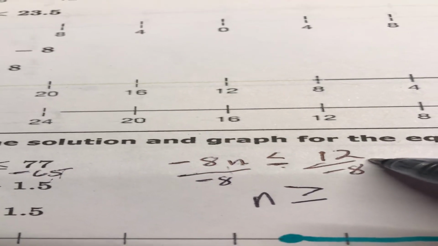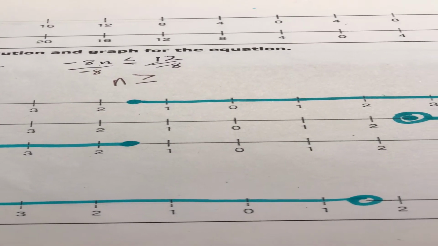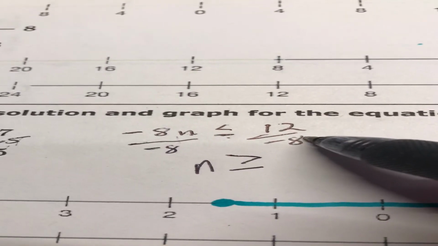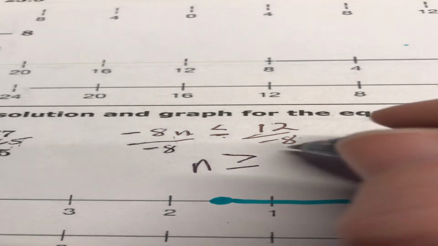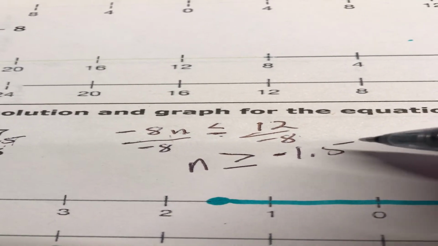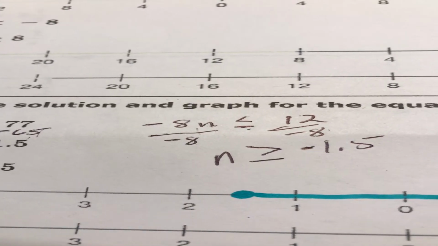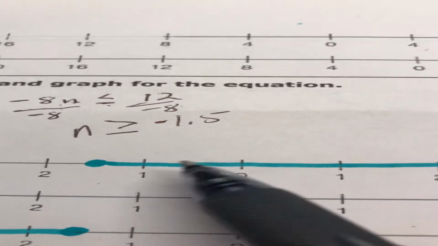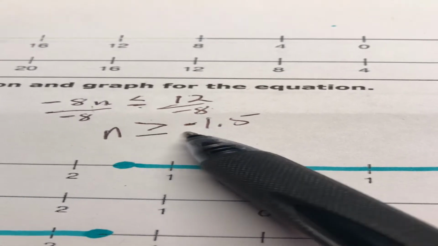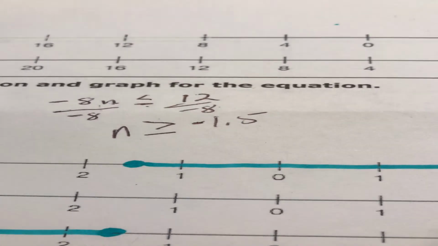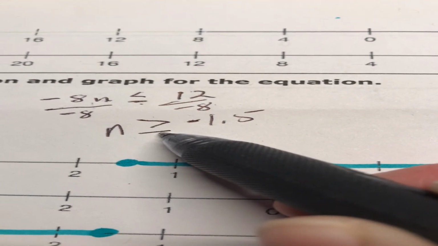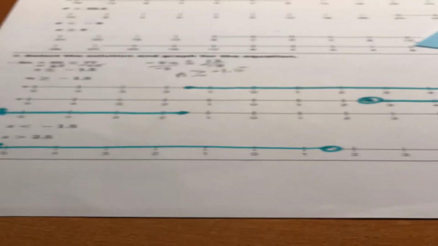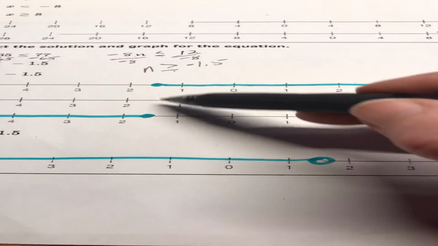Alright, and then the other problem is that this is a gross number. If you look at your answers, you don't see any fractions on there. So go ahead and just get the decimal and do 12 divided by -8, and you get -1.5. So what this says is n is greater than or equal to -1.5. When you have this little sign right here, that means we're looking for a closed dot, not an open circle.